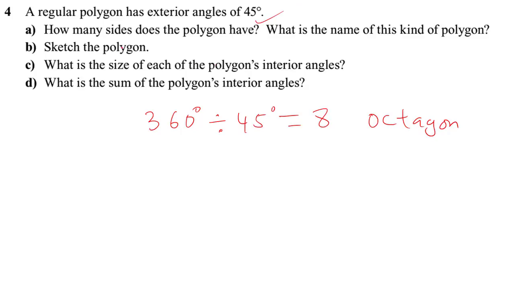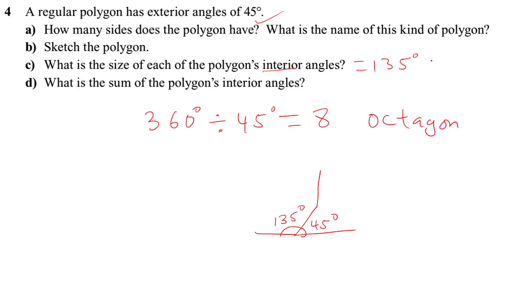Now, sketch the polygon. All you need to draw is an octagon, which has got 8 sides in it. Question C, what is the size of each of the polygon's interior angles? Now, we agreed earlier that if you know the exterior angle, and here I've been told it's 45, that 45 there, then I can work out the interior, which is what the question is asking now. The interior and the exterior make 180, so that's going to be 135 then. Because 45 take away from 180, you get 135. So this one here is going to be 135.